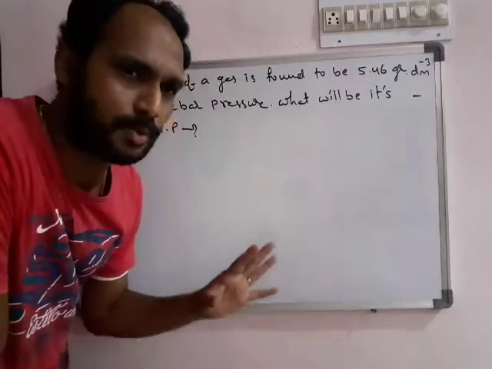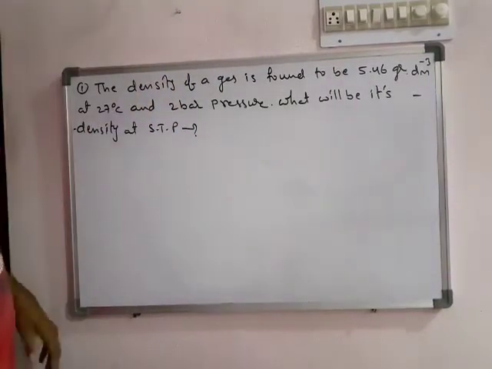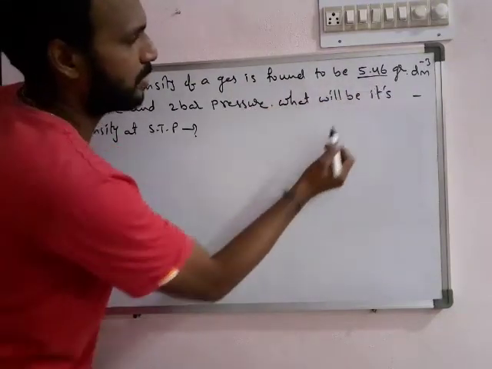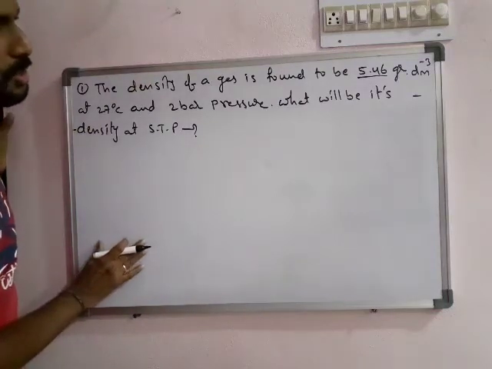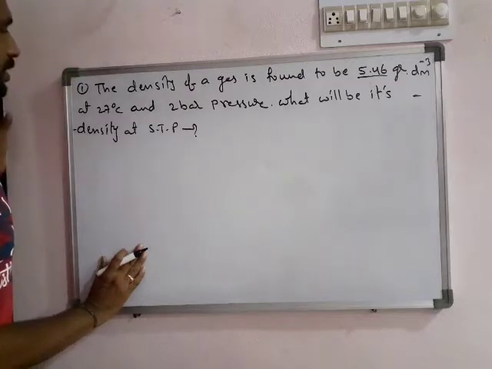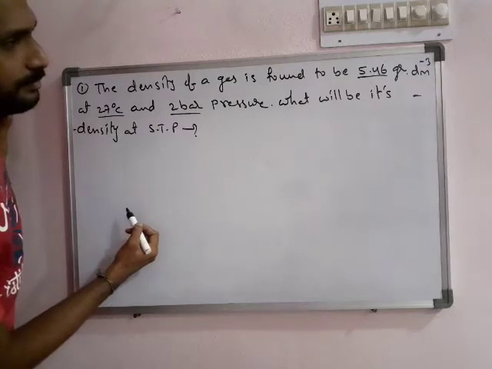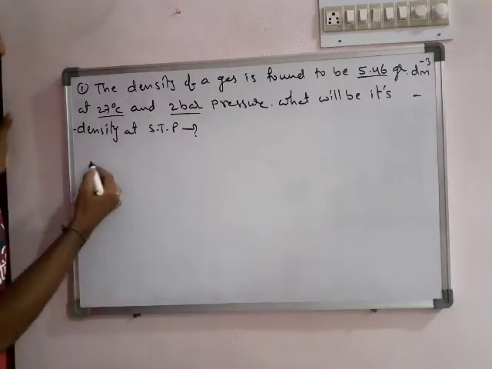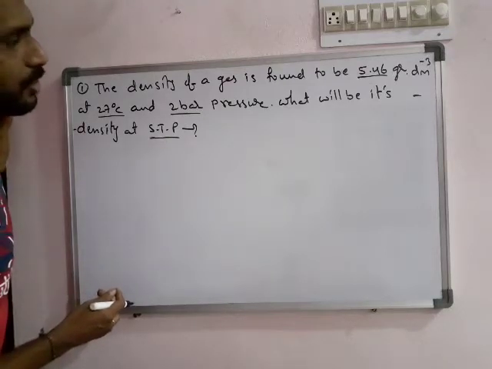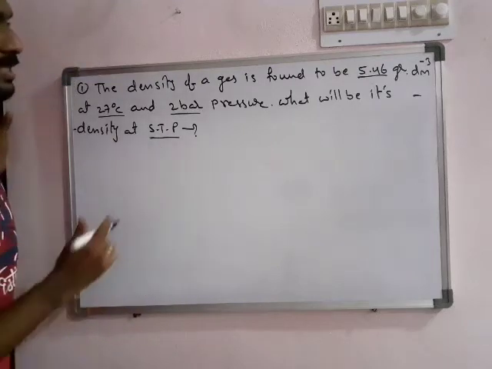Okay, now we see some problems based on the ideal gas equation. Here the density of a gas is found to be 5.46 grams per decimeter cube. A decimeter cube is exactly equal to a liter. This is at 27 degrees Celsius and 2 bar pressure. So what will be its density at STP? Means at some conditions the density is given, and we need to find the density at STP.